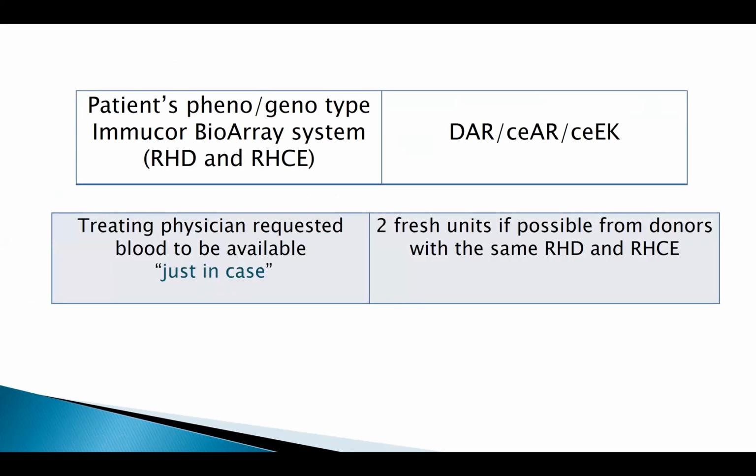With the BioArray genotyping technique, the phenotype of the patient was determined as being DAR, CEAR, CEER, and it is similar to anti-F, but this is in a patient who could be from a minor ethnicity. The treating physician requested 2 fresh units, if possible, from a donor with the same genotype as the patient.